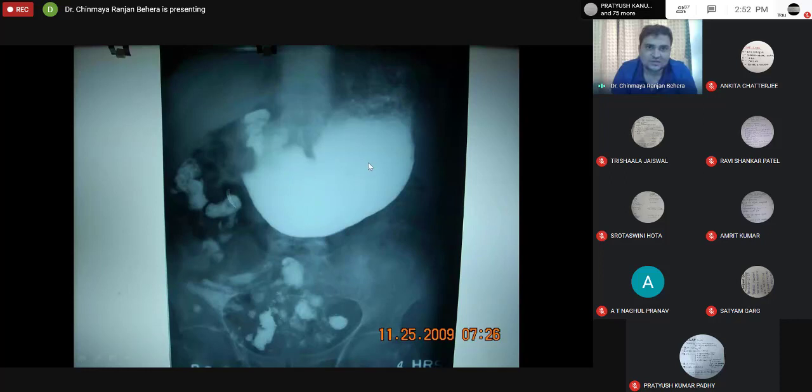Now coming to the barium meal. What you see here is the stomach. This is the greater curvature of the stomach, this is the lesser curvature, and then there is an abrupt cut-off, but the barium is going into the C-shaped duodenum. So there is some obstruction over here at the pylorus or the antrum. So this is suggestive of carcinoma stomach. Barium meal showing carcinoma stomach.